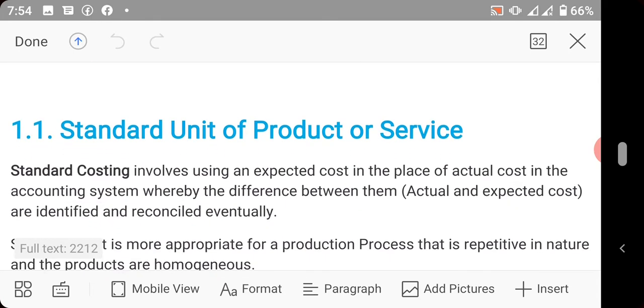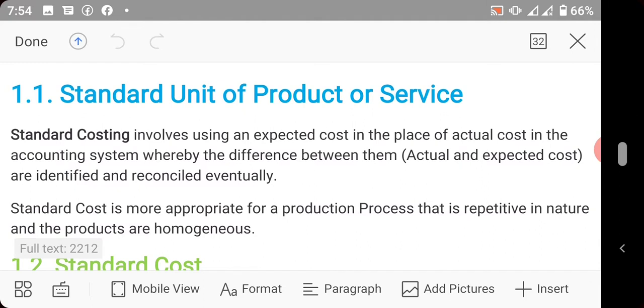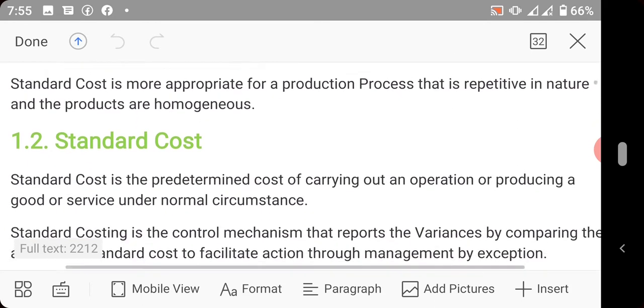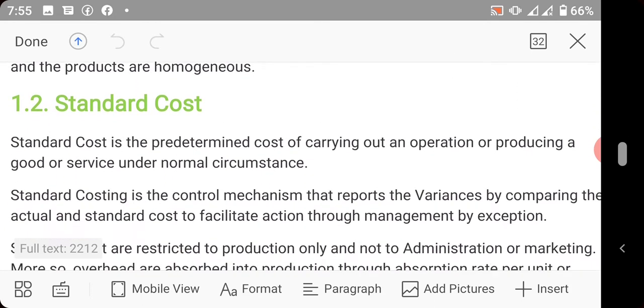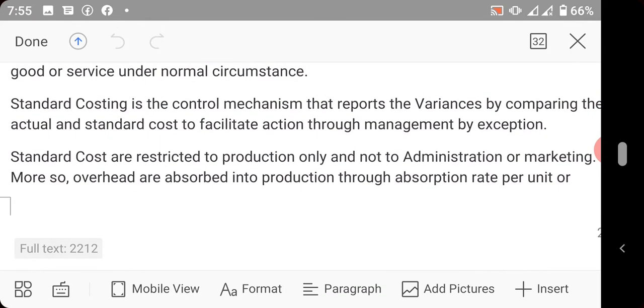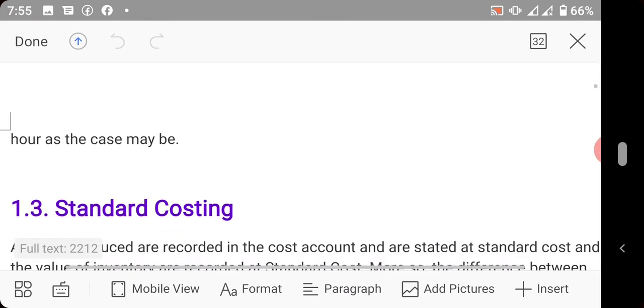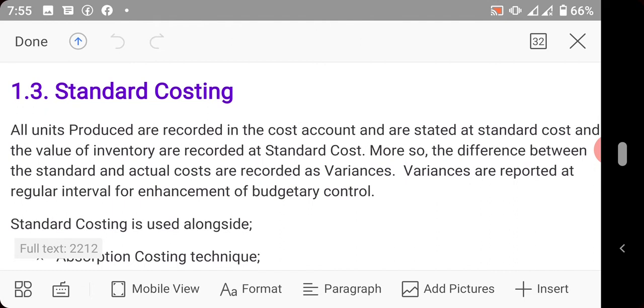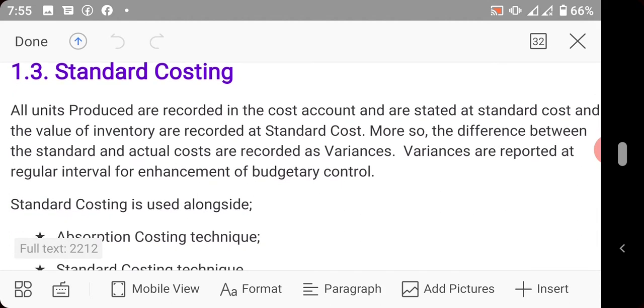Standard simply means benchmark. Then standard cost is actually the cost that we expect or look out to incur during the production process. Standard cost is the predetermined cost of carrying out an operation or producing a good. In standard costing, all units produced are recorded in the cost account and are stated at standard cost. Standard cost is per unit, while budgeting is total.